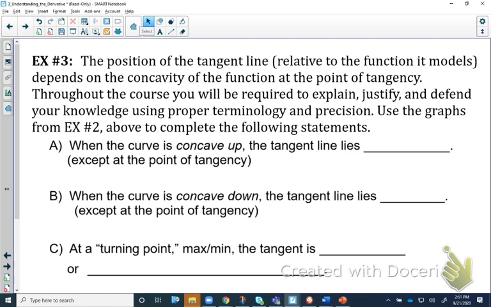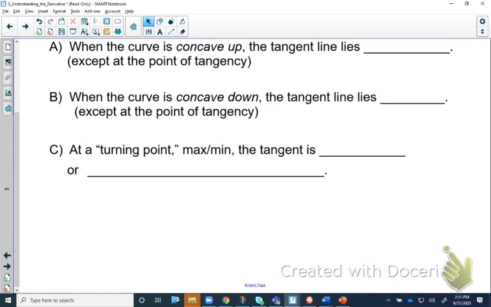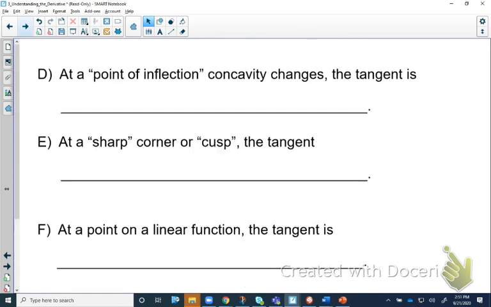So let's slide this down. That was all we had on that one. But here, D, E, and F are talking about the same thing. Here, a point of inflection, often abbreviated as just POI, is the point where the concavity changes. And it says the tangent, in the example that we had, was that the tangent line was vertical, or we would say it didn't exist.